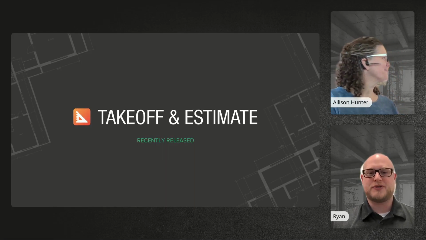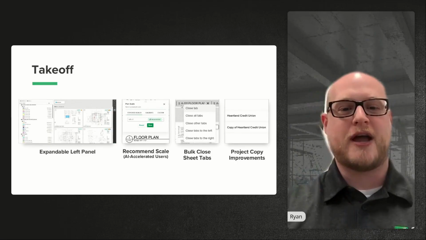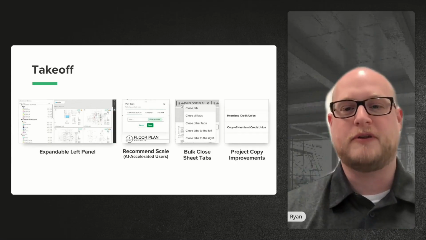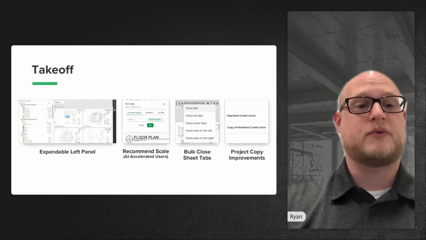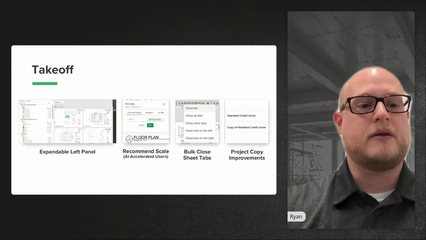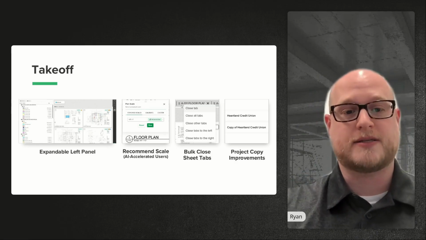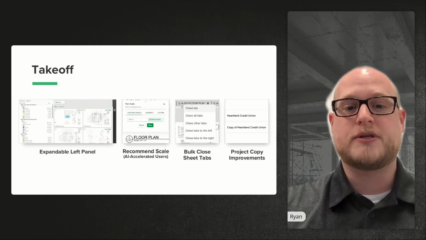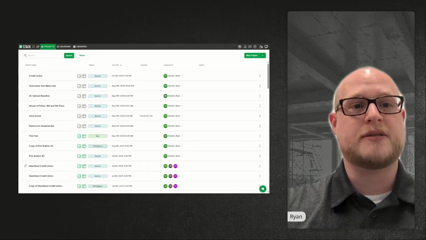Awesome. Thank you, Allison. Greatly appreciate you. So let's talk about what happened over in the world of T&E. Other than supporting Allison and helping her get all that wonderful information over to Build and Operate, we also worked on a couple of things here in our product, and also with the help of Miles and his team. We had added the expandable left-hand panel. We have a new recommend scale for our AI accelerated users. You can now bulk close sheet tabs, and we've made some copy project improvements. So I'd like to take a moment and show you what all of that looks like in the app. Apologies, accidentally hit the wrong button.